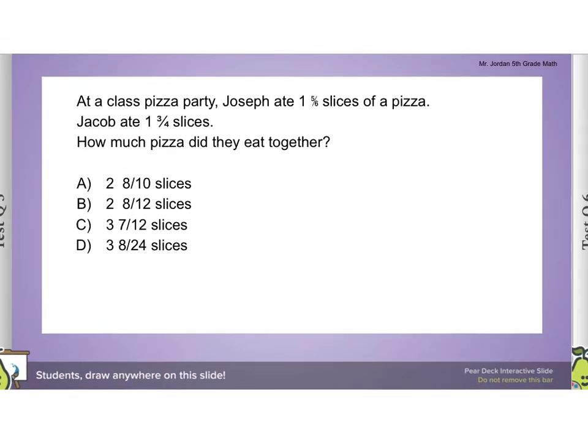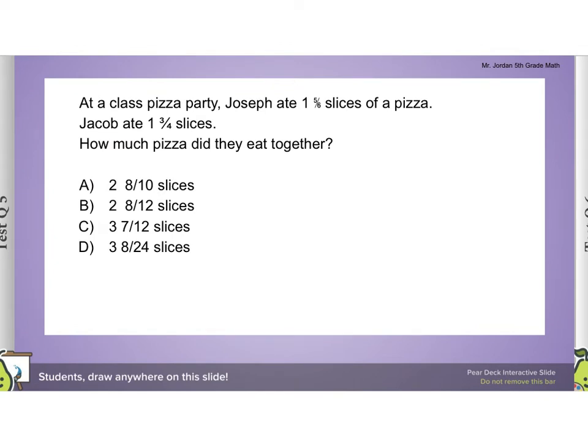The next question is similar. There's a couple of key things to look for. Class party, pizza party, Joseph ate 1 5/6 slices of a pizza. Jacob ate 1 3/4. So you're adding 1 3/4. How much did they eat all together? It's adding.